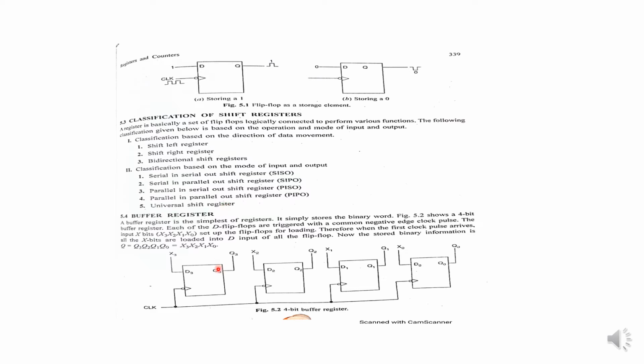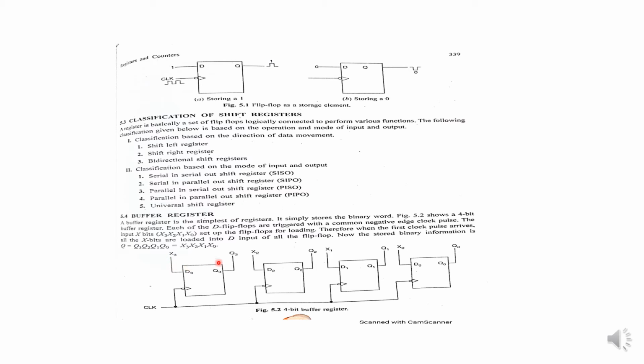Okay, this is the buffer register. A buffer register is the simplest type of register. It simply stores the binary word. Figure 5.2 shows a 4-bit buffer register. Buffer means, suppose we want to load some data onto the flip-flops, like 1 1 1 1. It is written here: Q3 Q2 Q1 Q0 and X3 X2 X1 X0. So what are X3 X2 X1 X0?